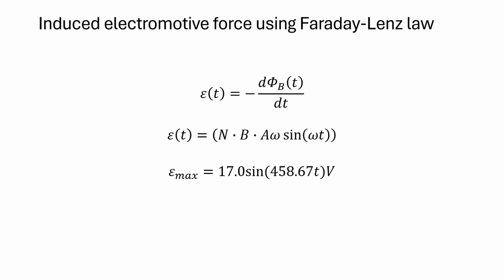Epsilon of t equals 17.0 times sin of 458.67 t volts. The maximum induced electromotive force is 17 volts. The negative sign means that the induced voltage opposes the change in magnetic flux.